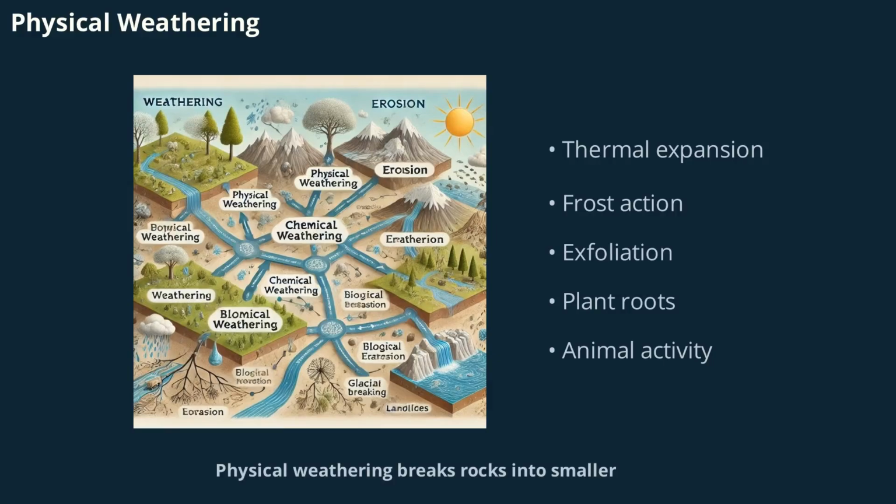Physical weathering breaks rocks into smaller pieces without changing their chemical composition. Key processes include thermal expansion and contraction, frost action, and plant and animal activity. In hot, dry areas, temperature changes cause rocks to expand and contract, leading to exfoliation.